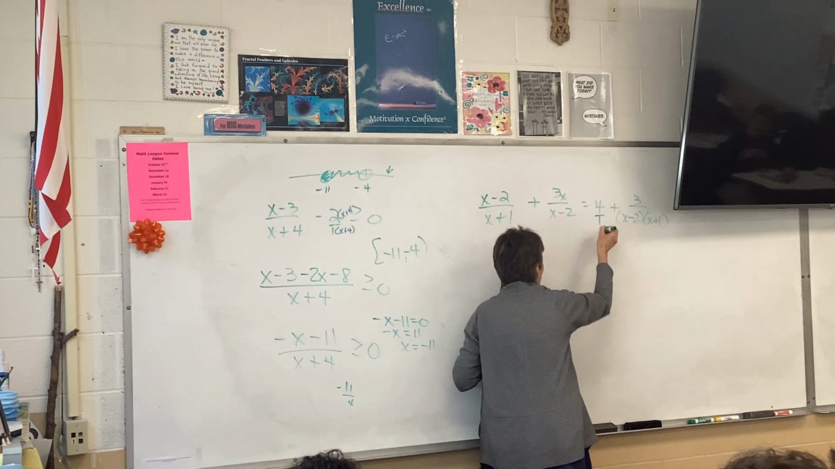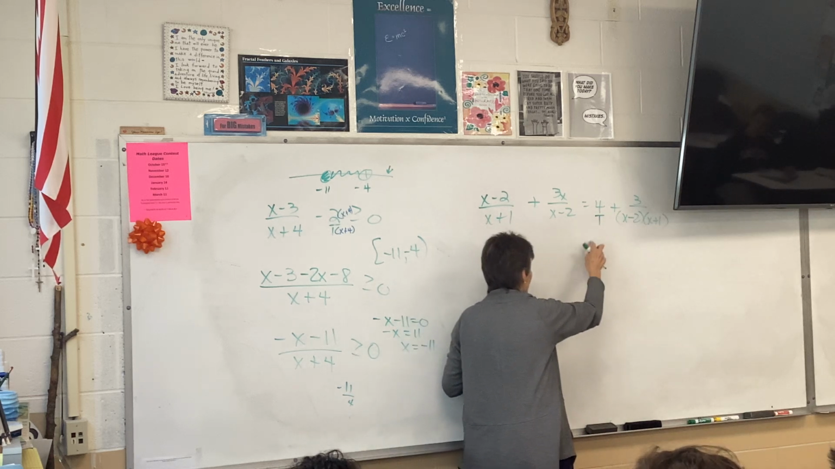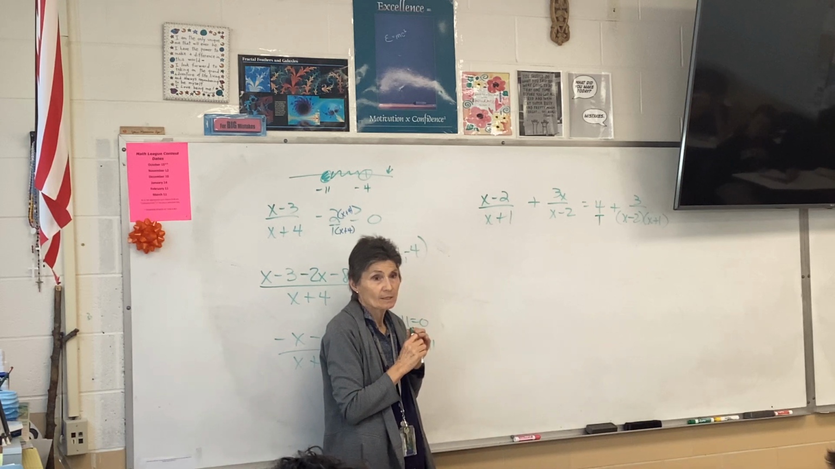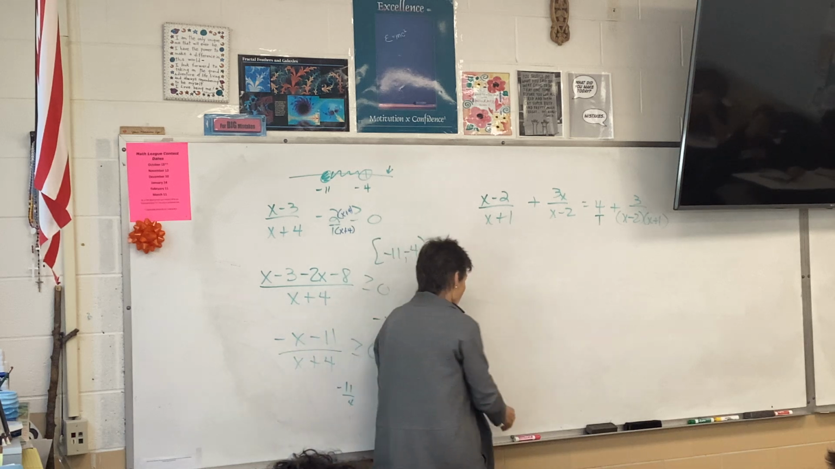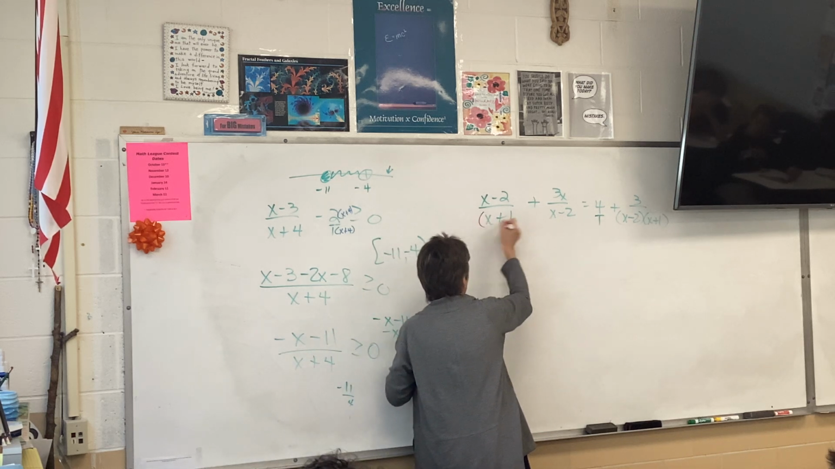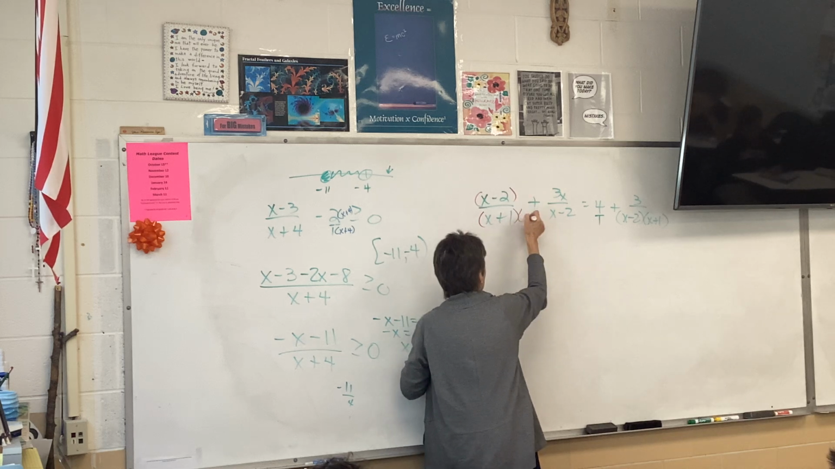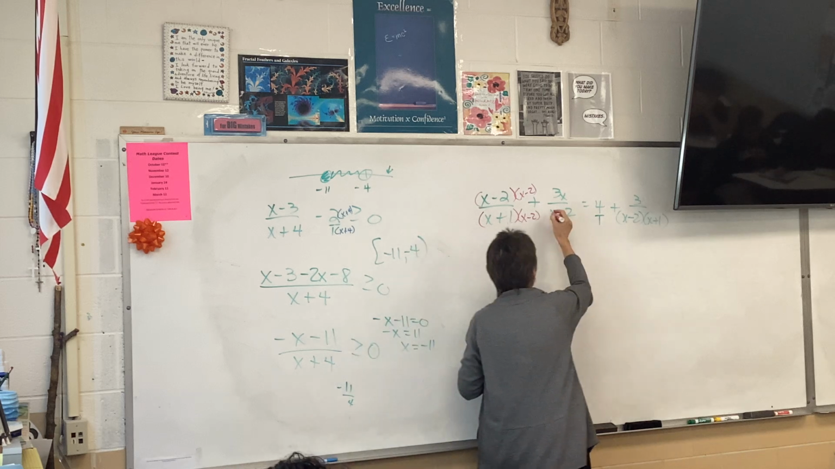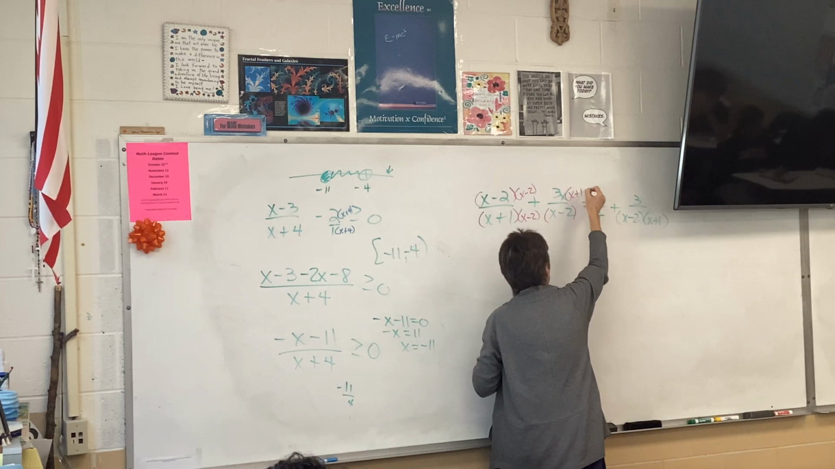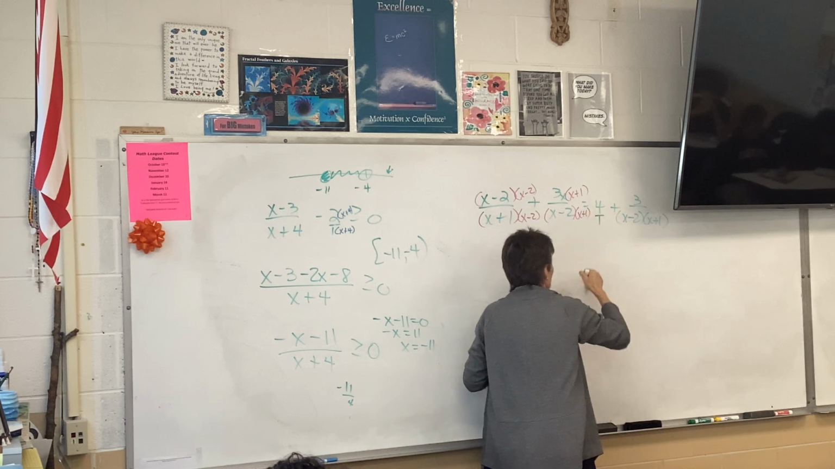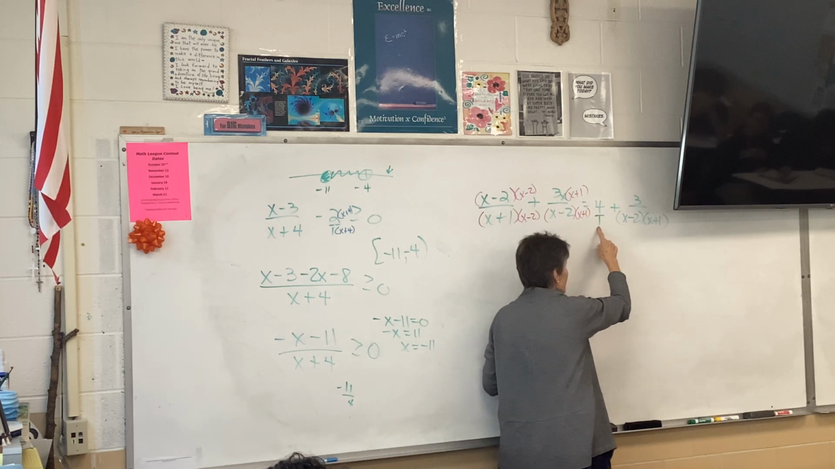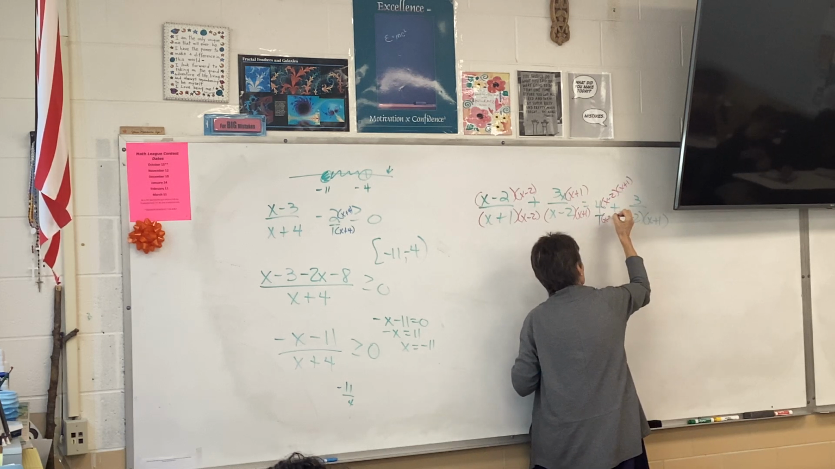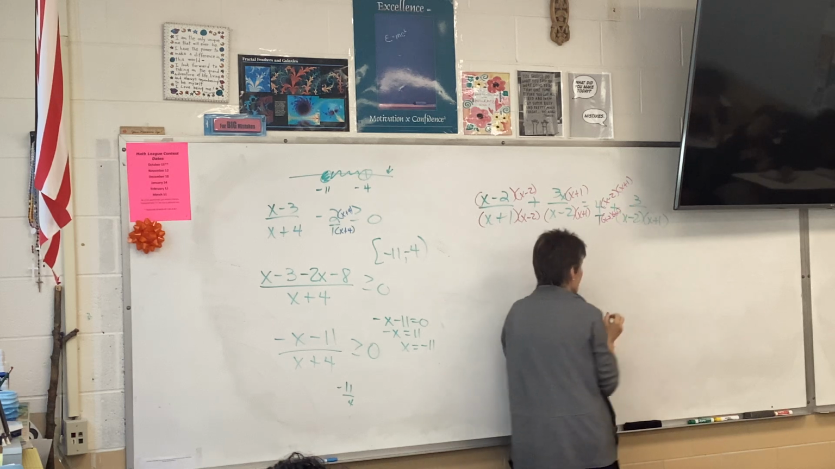Now, you have essentially 4 fractions in this problem. You need all of the denominators to be the same. So, this one is going to need an x minus 2, right? This one is going to need an x plus 1. This one needs everything, right? So this one needs x minus 2, x plus 1. And that one doesn't need anything.